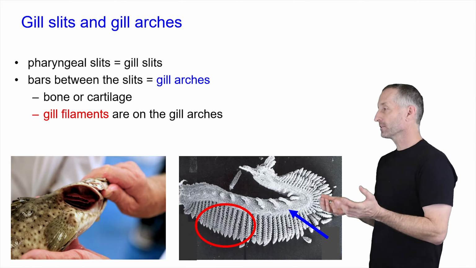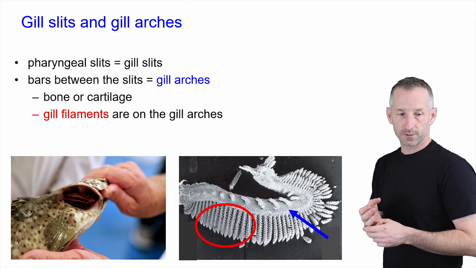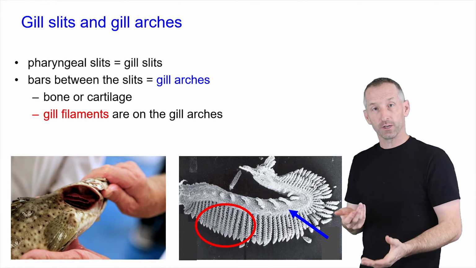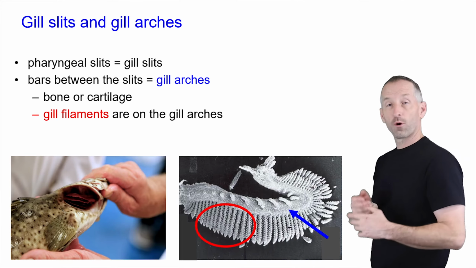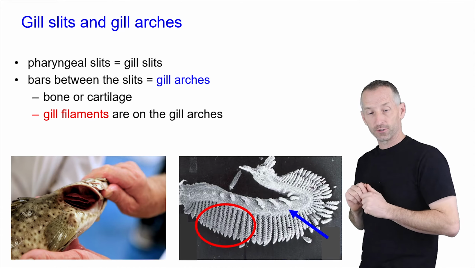Okay, so returning to the pharyngeal gill slits, in vertebrates these do become the gill slits. And there are bars between the gill slits that are called arches, as I've already mentioned, and they're formed of bone or cartilage, and then they have the gill filaments that are on the arches.